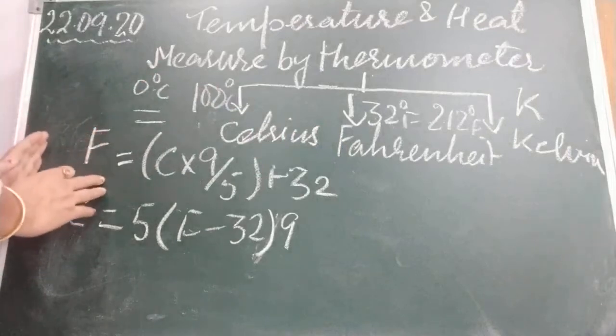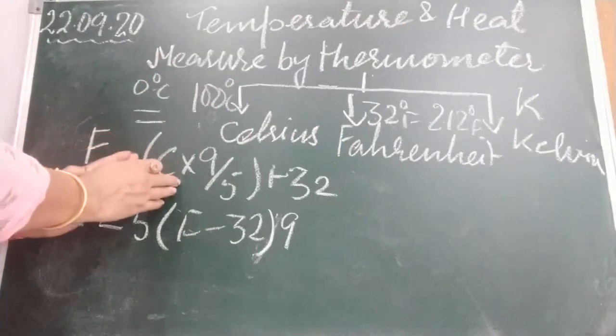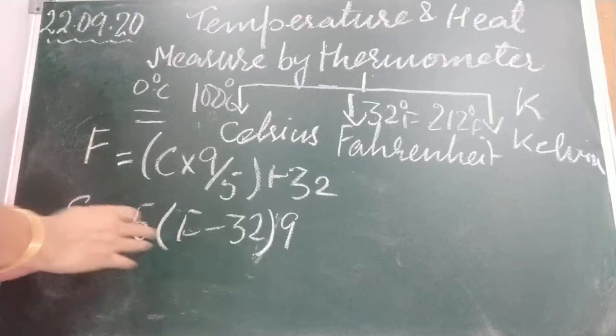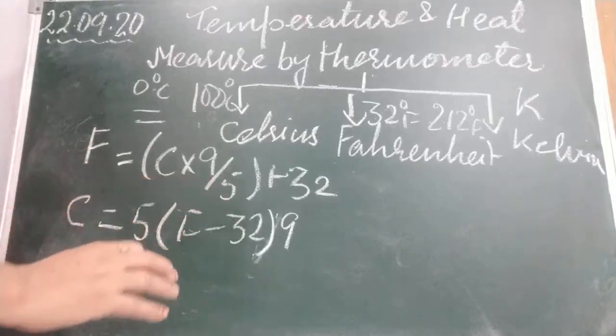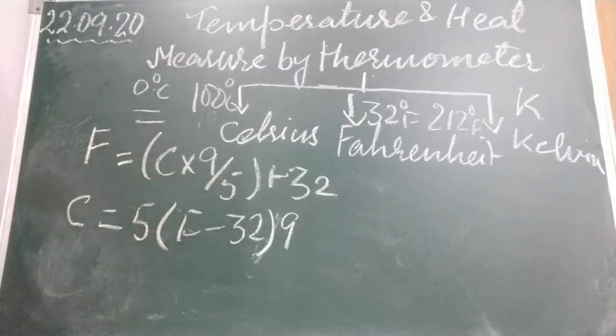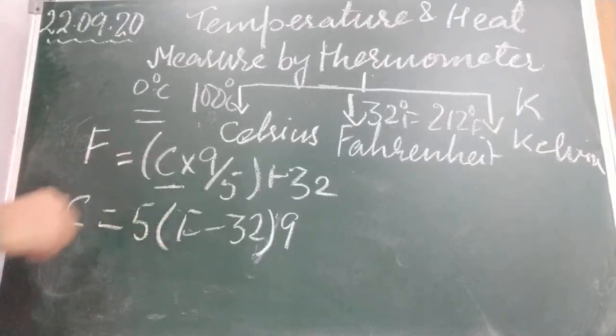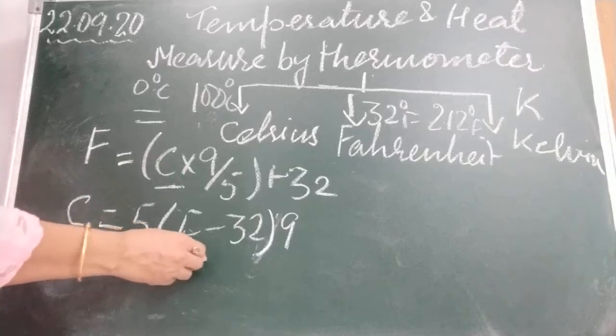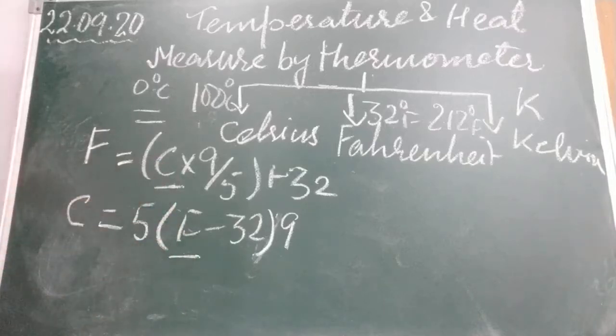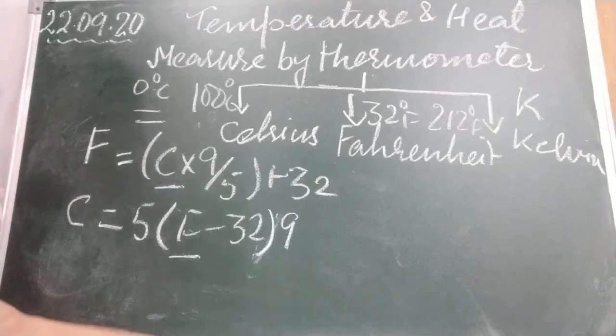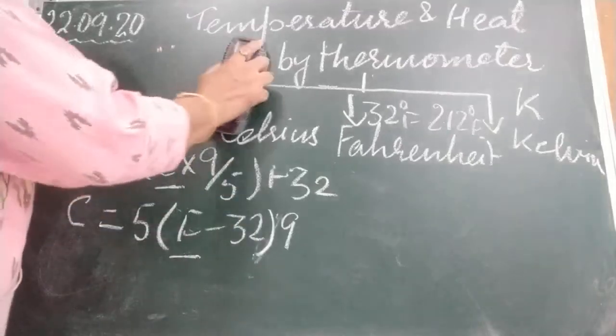We can convert Fahrenheit into Celsius and Celsius into Fahrenheit by these two formulas, and children, all of you know how to do the numericals. You write the value of C here and the value of F here and solve. You will get the correct value of F and C. Is this clear, children? Now we are coming to the temperature.